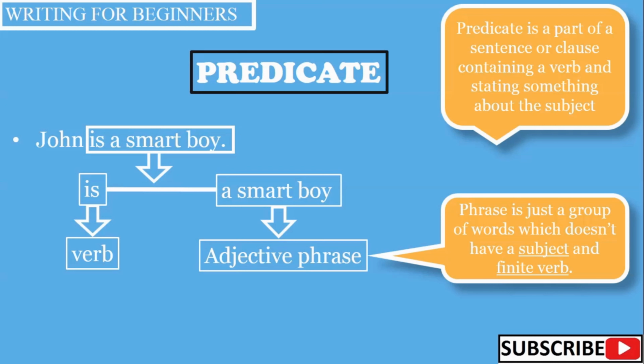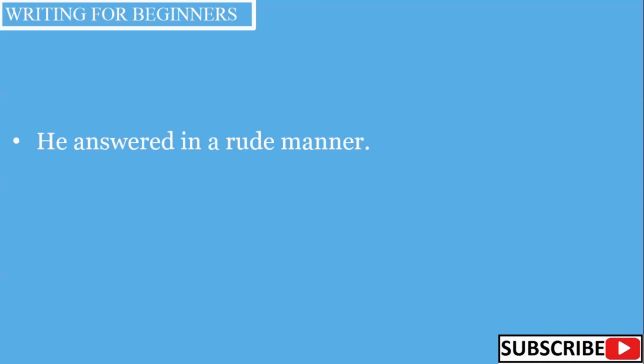Now look at this sentence. He answered in a rude manner. Here you can now identify what the predicate is in this sentence. Answered in a rude manner. Yes. So we part it again.